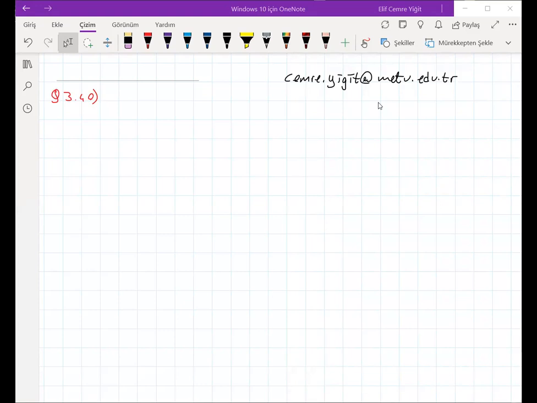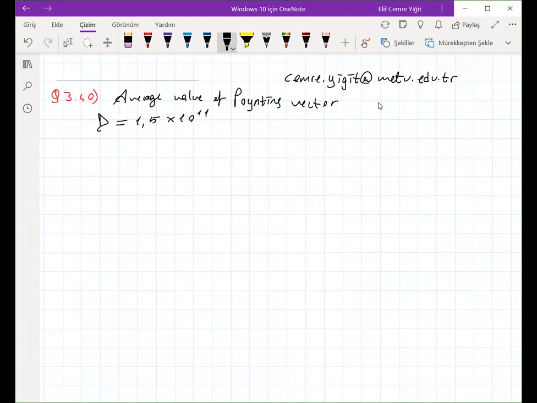Okay. So the first question is problem 340. The question asks to find the average value of pointing vector for sunlight arriving at the top of Earth's atmosphere. They gave the distance, let's call it D, equals 1.5 times 10 to the 11 meter, the distance between Sun and Earth.